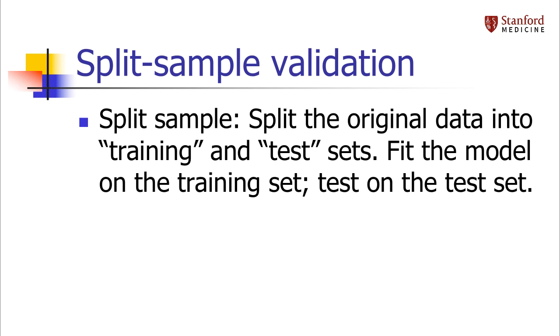Split sample validation is easy to do. You're just going to take all your data, you split the original data into a training set and a test set. You take the training set, you fit the model, and then you take the model and you test it on the test set. Easy to do, but it requires a lot of data because you have to hold a bunch of your data out, so you kind of lose some of your sample size. So if you have a big data set, great, you can do it that way, but you pay a cost in terms of reducing your sample size for the training.